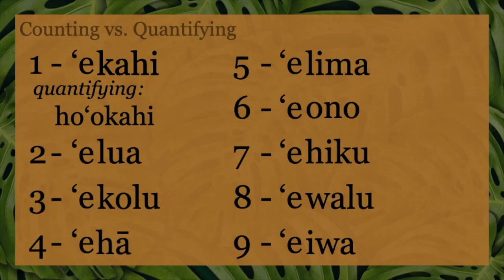If you're counting larger numbers, 10 onwards, it's just the same number versus counting or quantifying. It's really these forms 1 through 9 that you're going to have slightly different forms.